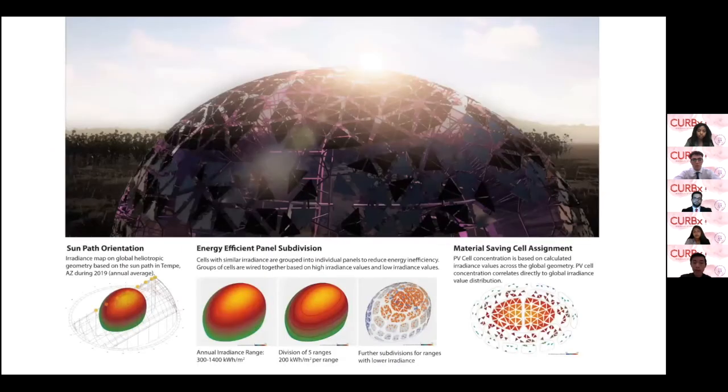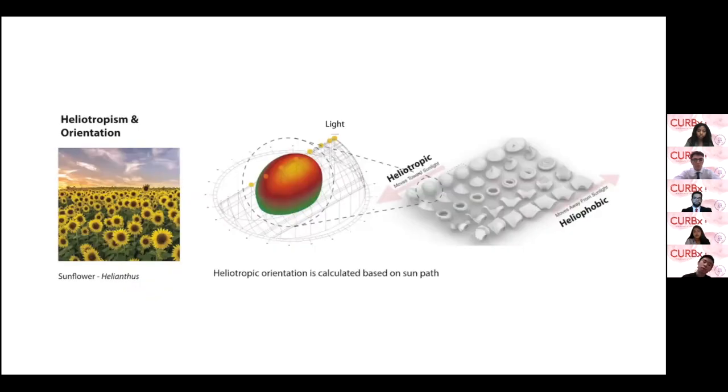And then we decided to go with the heliotropic simulation form, as it was proven both in simulation and also in natural precedents that this was more efficient and was able to gather more sunlight. And what we found out was that the heliotropic orientation prevents self-shading, whereas the heliophobic form introduces self-shading elements of the form covering itself.